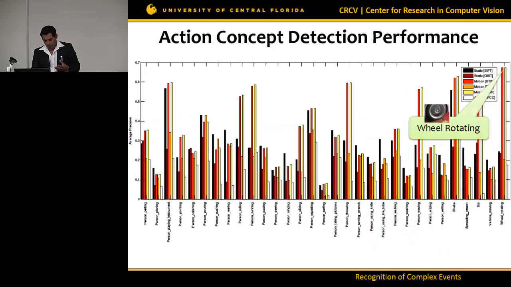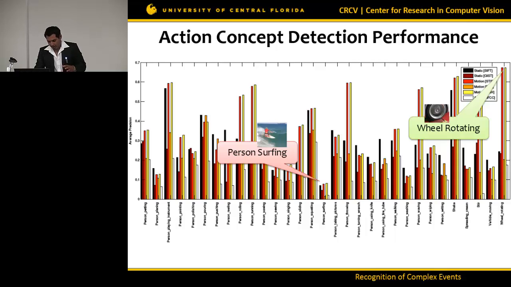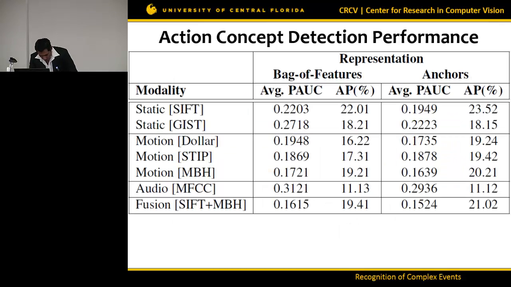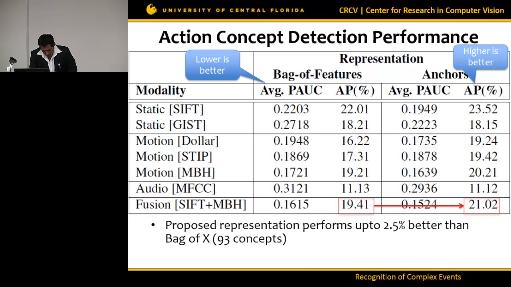What you observe here is we get very high performance for action concepts such as wheel rotating, and low performance for person surfing. We think this is because of the representative data points. Here is some more quantitative description of what is happening with respect to bag of features-based approaches, and basically you would see the average precision being a higher number than the average area under the curve. Again, we show here that our approach beats the bag of words-based approaches significantly. Since there are 93 concepts, a 2% improvement is also a good benefit.